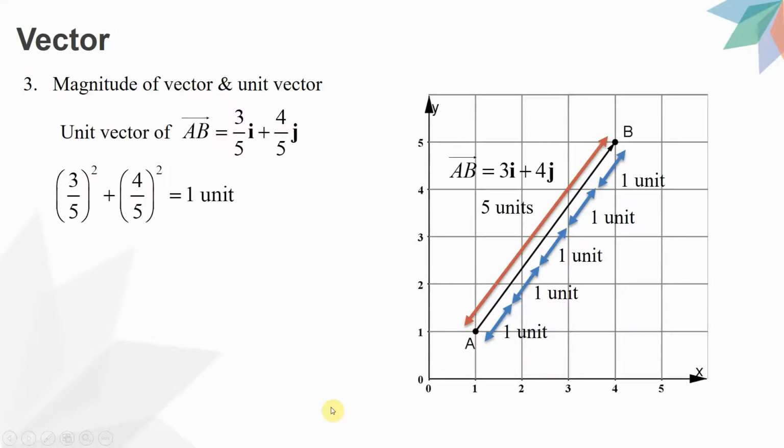Now this next thing, we want to just double check whether our unit vector is correct. So we use Pythagoras theorem once again for the unit vector. So the square of 3 over 5 plus the square of 4 over 5 is 1. Right? So the unit vector is represented by 3 over 5 i plus 4 over 5 j.